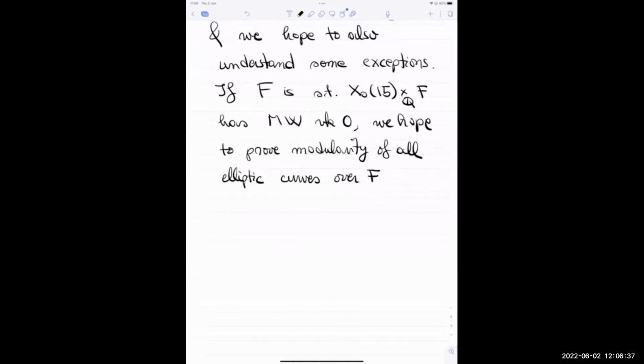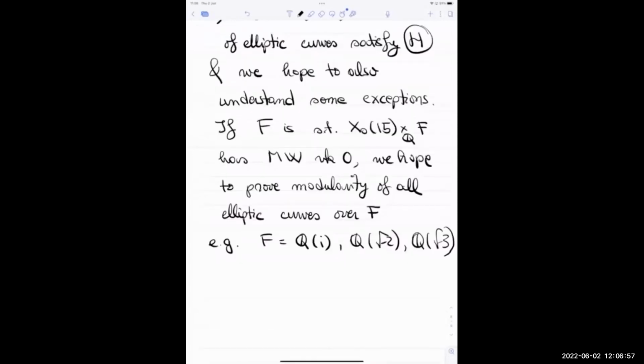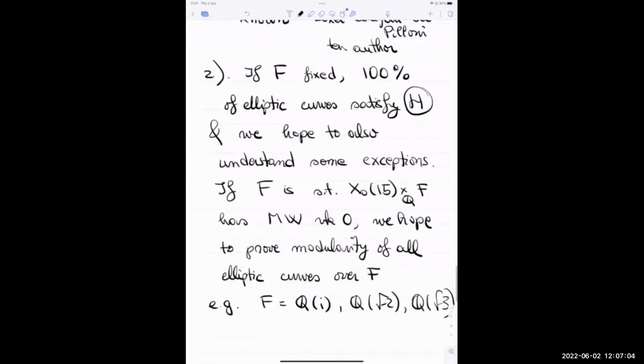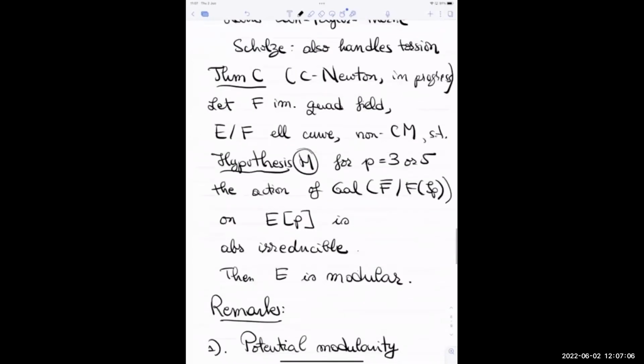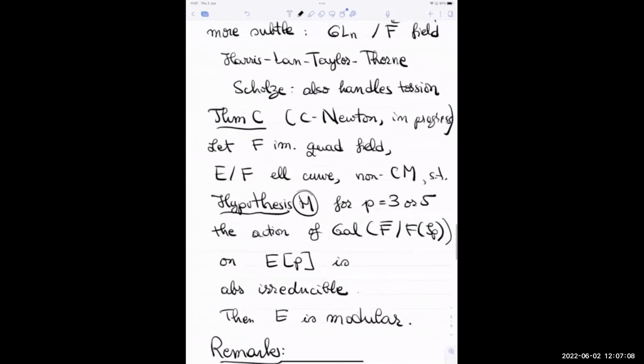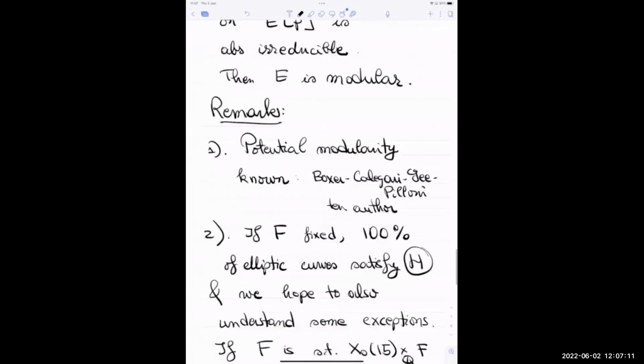So this would apply, for instance, to the Gaussian numbers, or Q adjoin square root of minus 2, or Q adjoin square root of minus 3. There's a conjecture of Goldfeld that predicts that 50% of imaginary quadratic fields satisfy this condition, say any particular elliptic curve would have rank 0 over 50% of quadratic fields.